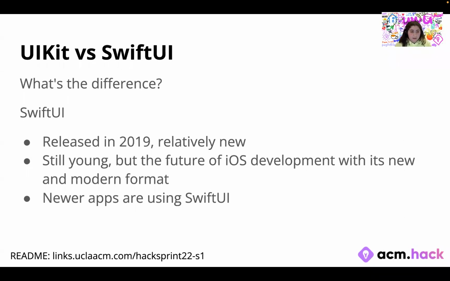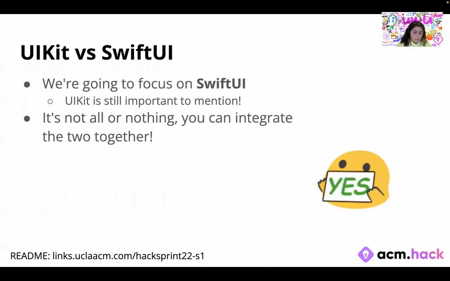I would also argue they've adapted the code to be a little bit easier to use, to read and learn as well. A lot of newer apps are starting to use SwiftUI as it's getting a little bit more mature over the years. And it's definitely the future, as a lot of new apps are starting to adapt and use it. We're going to be focusing on learning SwiftUI, but UIKit is still really important to mention because it's not all or nothing. You can still integrate the two together. Right now, you can definitely make applications just with SwiftUI, but it allows the flexibility to use both, even in the same application.